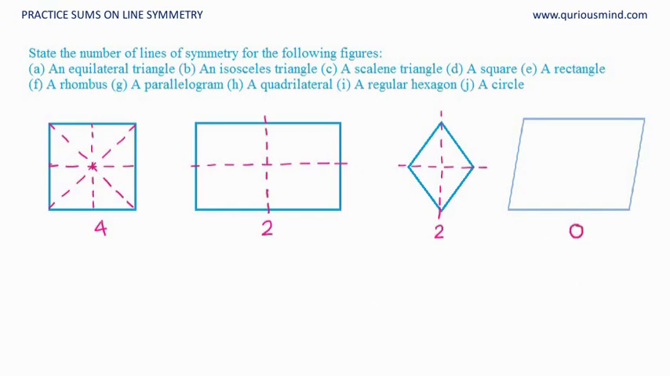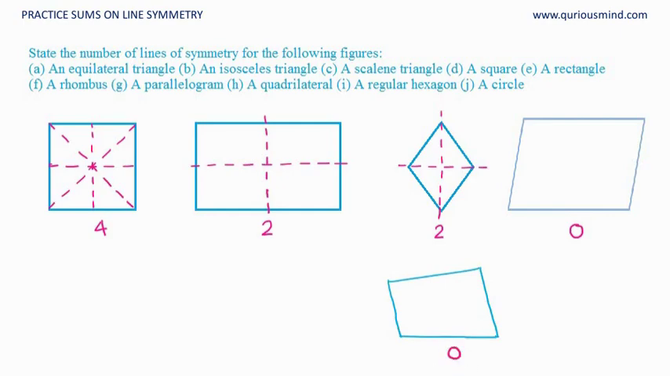And a quadrilateral we know has none of the sides or none of the angles equal. And hence, there are zero lines of symmetry for quadrilateral as well.